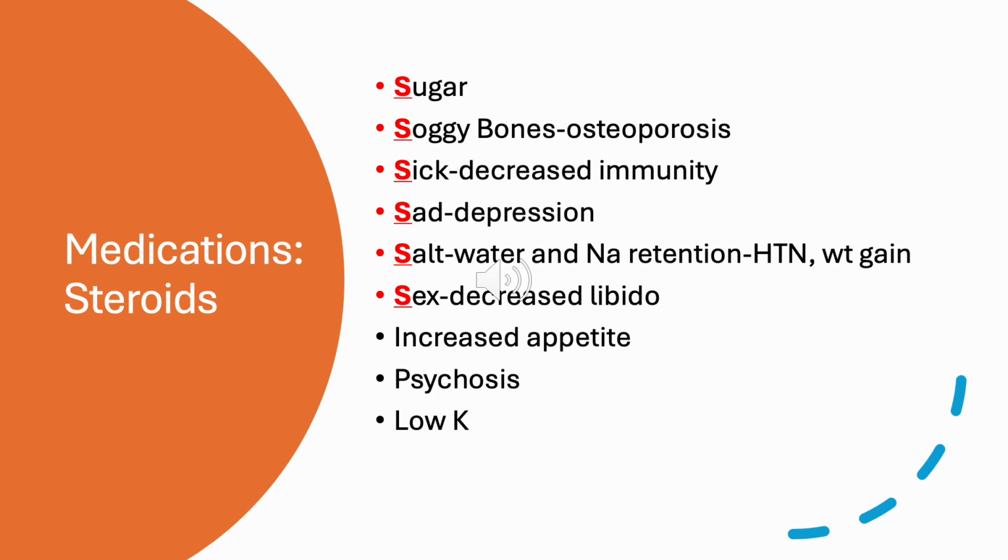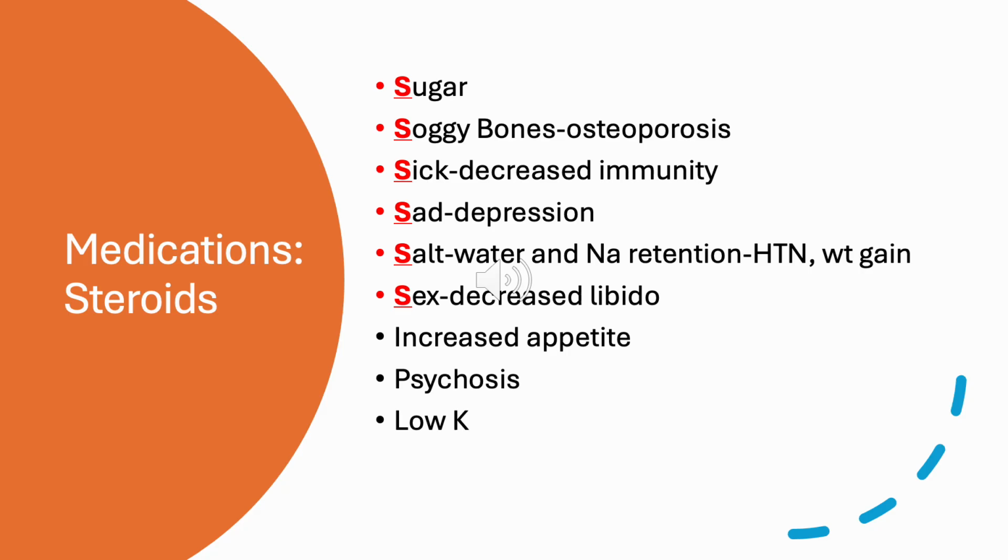Steroids can be used to decrease inflammation in patients with brain tumors. So remember the side effects by the 6 S's, right? So with people on steroids, they are going to have high sugars because it increases the glucose in their bloodstream, and they'll have soggy bones. That's only if they're on it for a long time. They'll get osteoporosis.